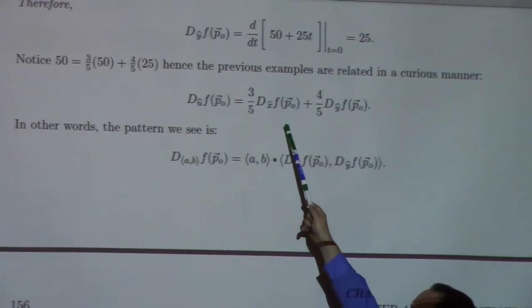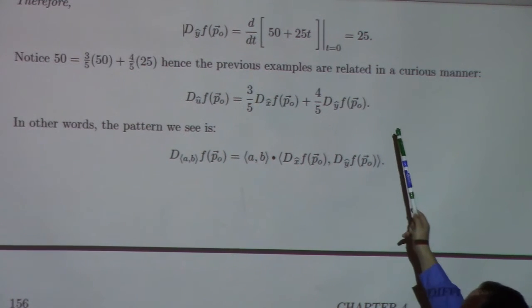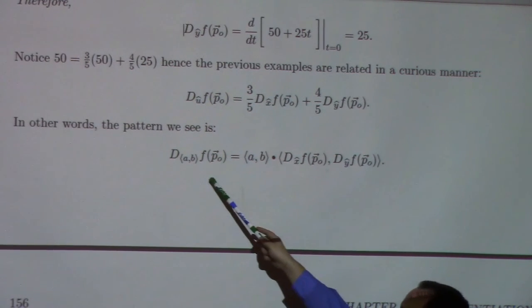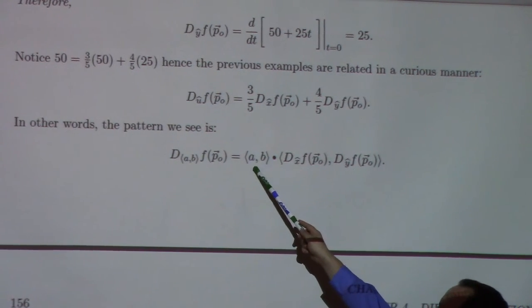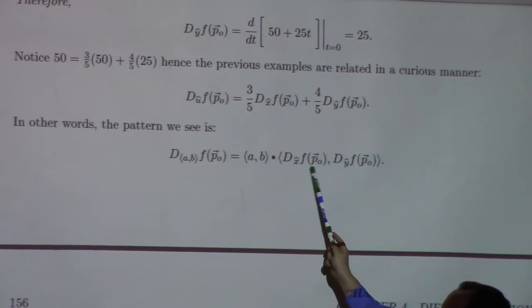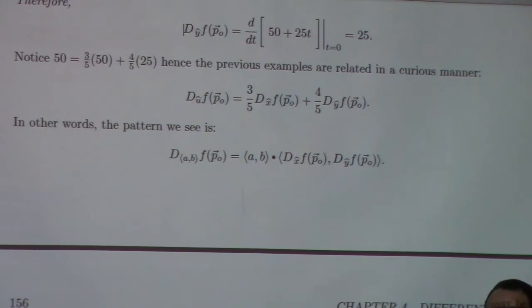And then multiplied by the rate of change in the x hat direction and the rate of change in the y hat direction. In other words, you could see this pattern. The directional derivative in the a, b direction is a, b dotted with the directional derivative in the x hat direction and then the directional derivative in the y hat direction. Right? So there's something special about the directional derivatives in the x hat and y hat directions, is my point.